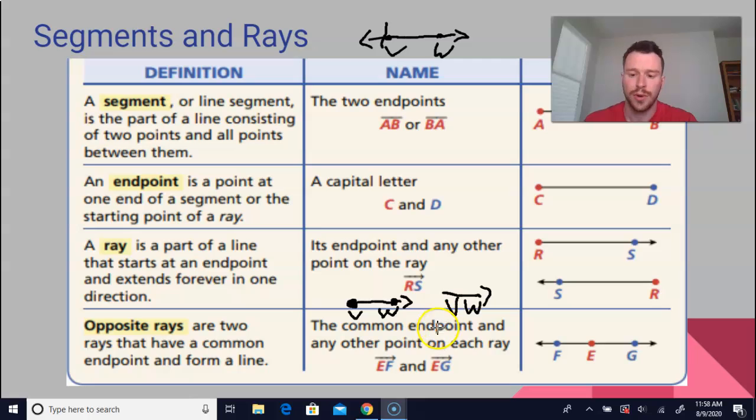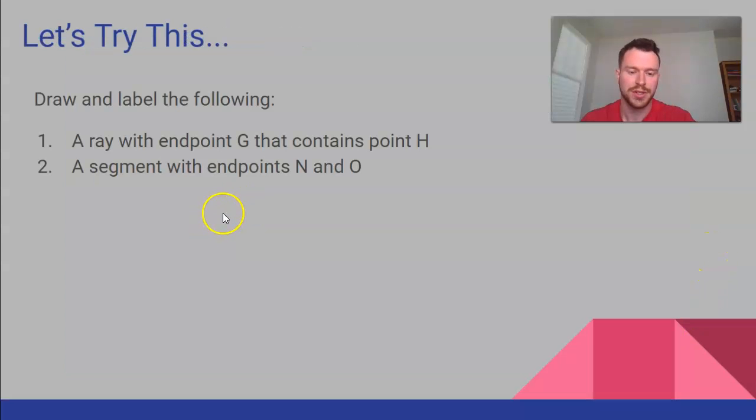Lastly, opposite rays are 2 rays that go in opposite directions and they meet at a common endpoint. You see ray EF and ray EG. So this ray, even though it's going to the left, we're going to write it as if it's going to the right, and we'll say that's ray EF. Oh, let's see. There we go. Ray EF, and this ray is ray EG. So their common endpoint is what? That's right, point E.